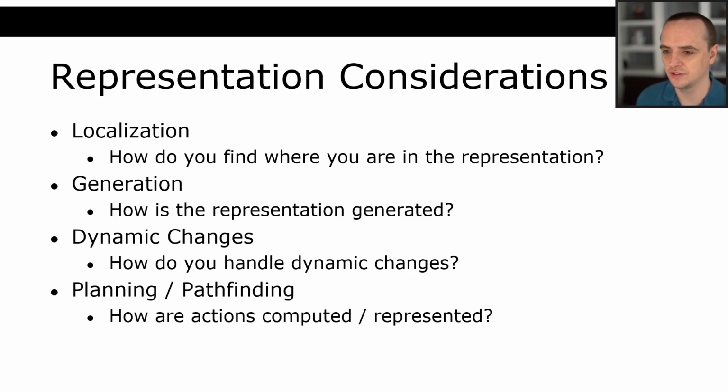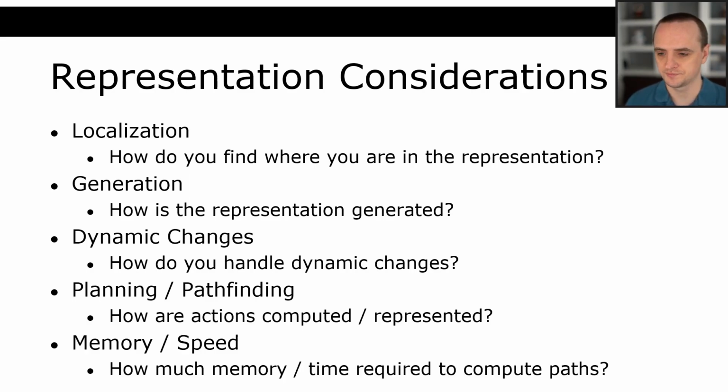Planning and pathfinding. So how are your actions computed or represented, right? For example, if we have a grid structure, we can talk about things like up, down, left, and right. However, if we have a graph structure, well, up and down don't really make sense. Now we have to talk about moving from node to node on a graph, right? So that's an important consideration as well.